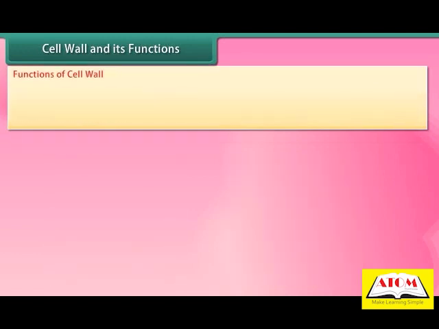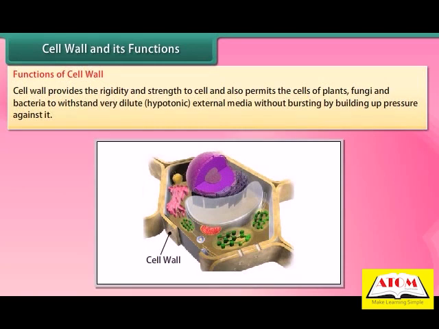Functions of cell wall. Cell wall provides the rigidity and strength to the cell and also permits the cells of plants, fungi, and bacteria to withstand very dilute hypotonic external media without bursting by building up pressure against it.